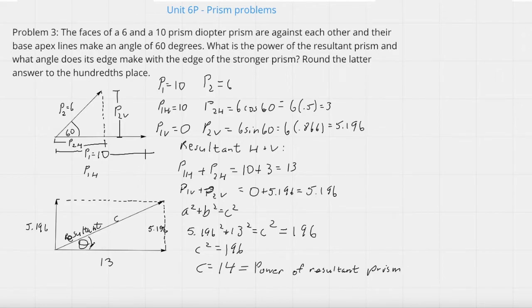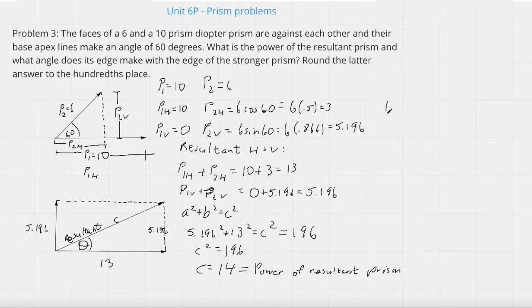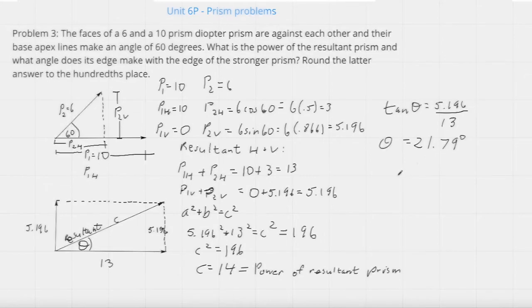Now, to figure out the angle between this resultant prism and the horizontal, which is angle theta, you can see that the tangent of theta is 5.196 divided by 13, opposite over adjacent, and we get an angle of 21.79 degrees. Now we'll solve the exact same problem, but this time we'll plug into the formulas that you were given in Unit 6, and we'll see if we come up with the same answer.